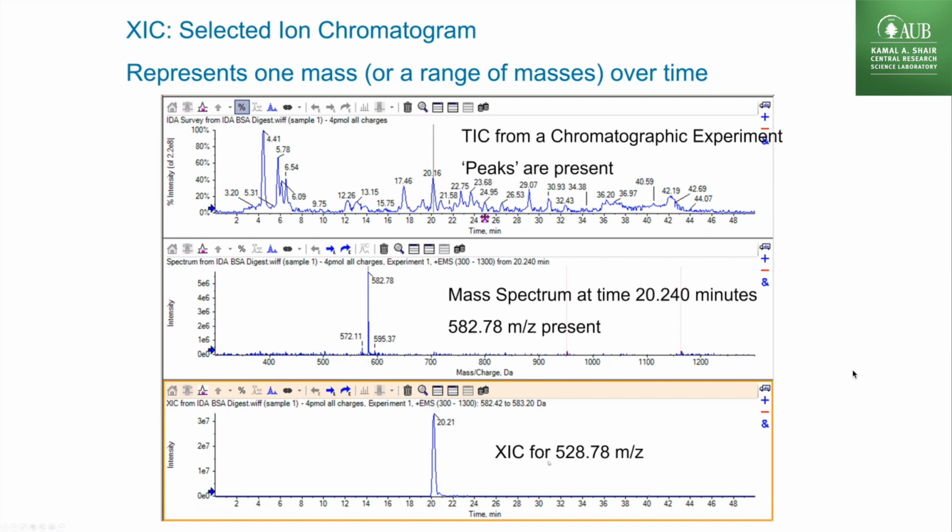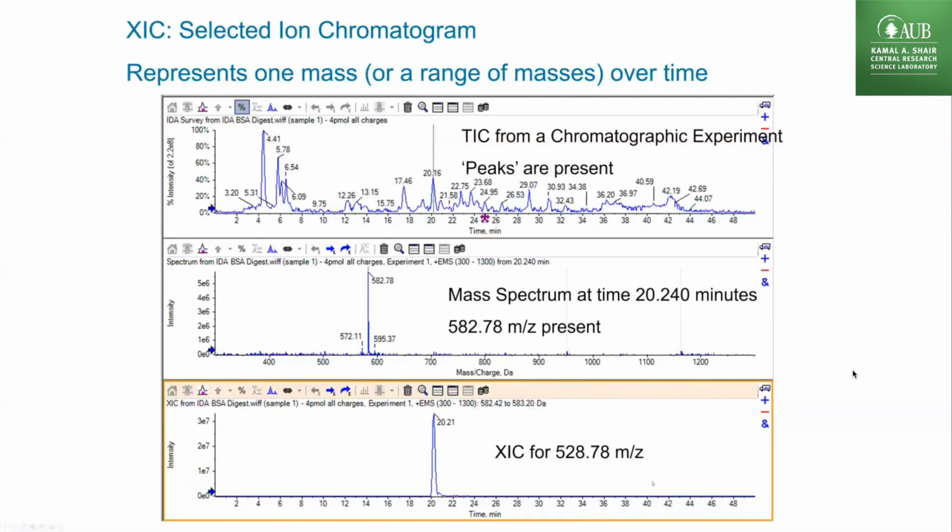And you choose the mass, 582.78, and then you say, okay, where did that mass occur over time? So here we have time, and here we have intensity, but now we're not looking at all the ions, we're just looking at this one particular ion, and you can see here it happens right at 20.21 minutes.